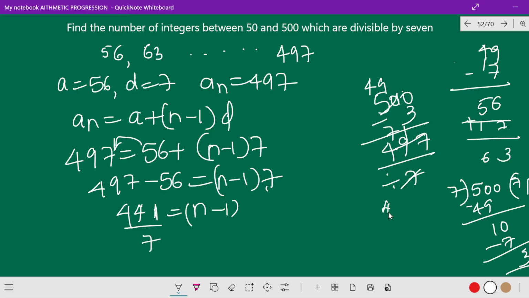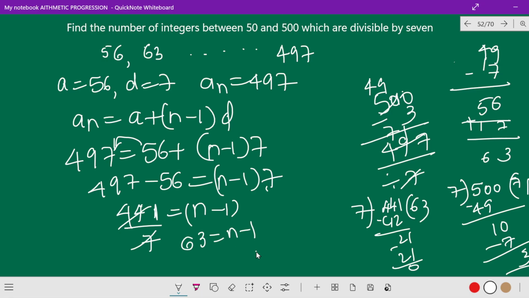So 441 divided by 7. 7 6s are 42, 2 remaining. 7 3s are 21. 63. So we'll get 63 is equal to n minus 1. Therefore, shift the 1 this side, n is equal to 63 plus 1, that is 64. So how many terms are there in this? 64 terms are there which are divisible by 7. This is 1, 2, 3, like that. 64 are there which are divisible by 7.